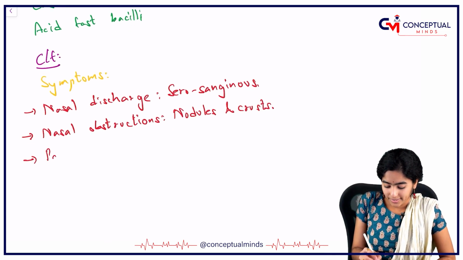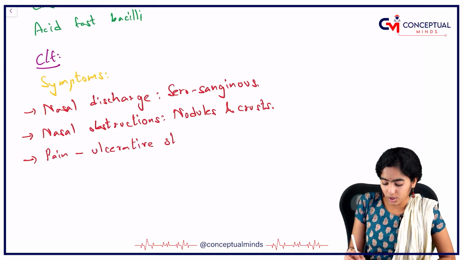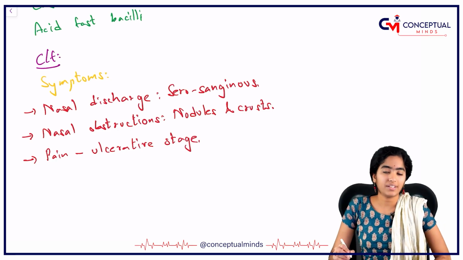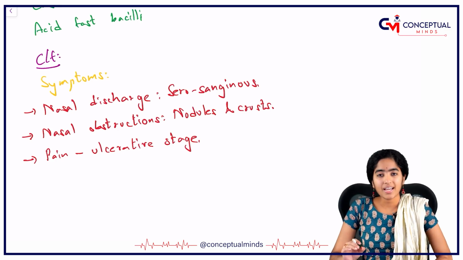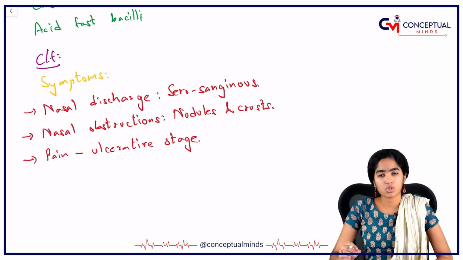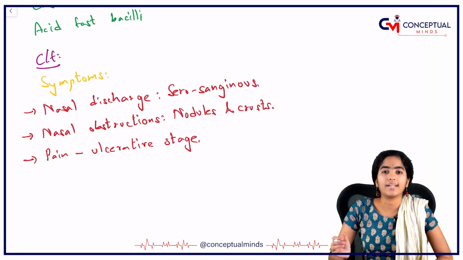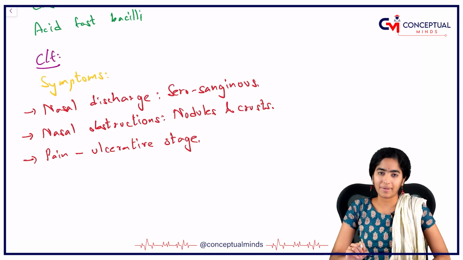And pain is present in the ulcerative stage. Generally, tuberculosis is a painless condition anywhere in the body except TB larynx. But here pain is seen in the ulcerative stage. Why is there pain in ulcerative stage? Because of exposure of the nerve endings. Those free nerve endings will cause pain.